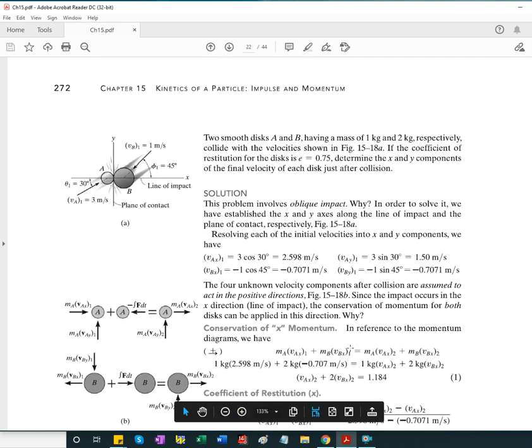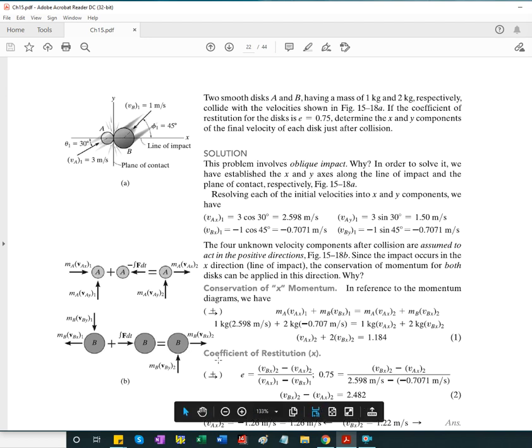During impact, this example here is with two discs that impact at angles of 30 degrees and 45 degrees relative to the line of impact. We determine the velocity that remains unchanged. So that's particle A, the smaller one, and as you can see, the velocity component along the y direction does not change.